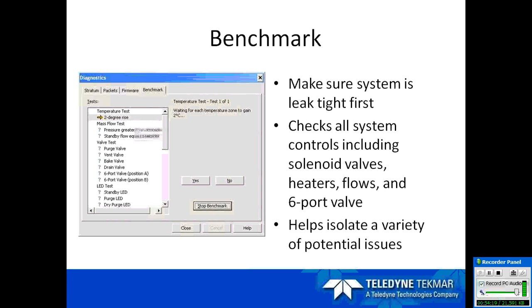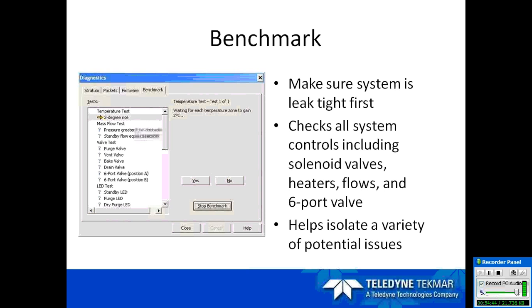Is your solenoid valve functioning? Are your heaters working correctly? Are your flows at the correct milliliters a minute? Is your 6-port valve rotating? This right here will help you isolate a variety of different problems. So if you have a leaky valve across a port, it'll tell you that the valve failed across port leak. So it'll help you pinpoint where the problem or the issue is occurring.